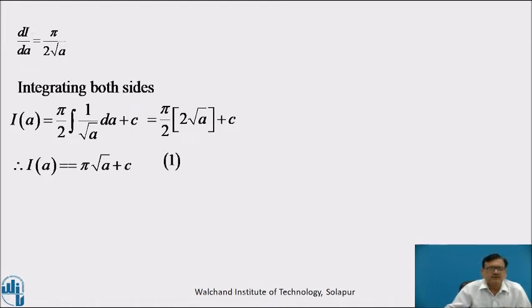Let us call this equation number 1. Now to find c, because it is a definite integral, we have to find c. To find c, we put a equal to 0. Then we get I(0) equal to 0 plus c, that is c. Let us call this equation number 2.